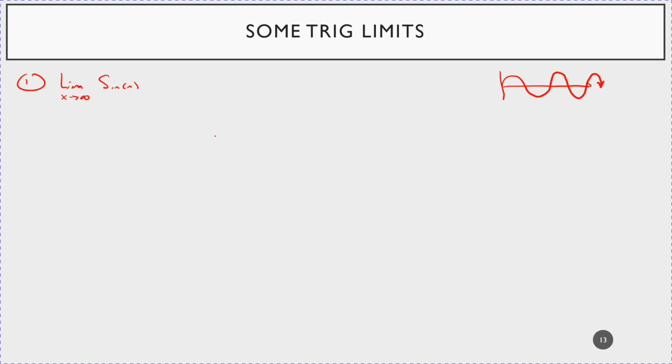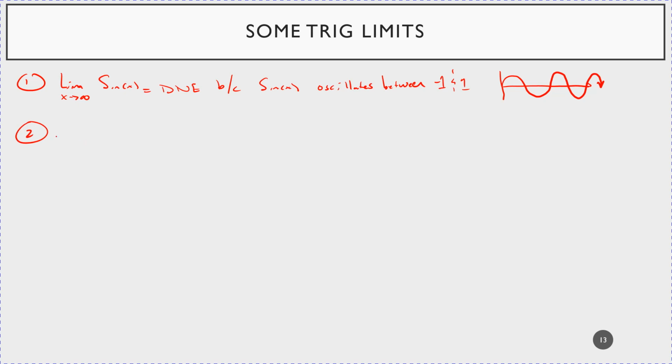So when you have a graph that oscillates between two numbers, and as x is increasing without bound, as x gets larger and larger, it's still going to oscillate. This limit does not exist, and this is because sine of x oscillates between -1 and 1. We even saw this in previous lectures: oscillating between two values means the limit does not exist.